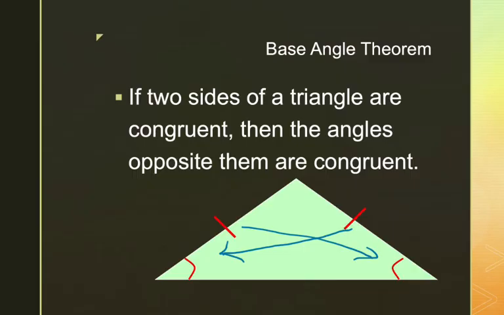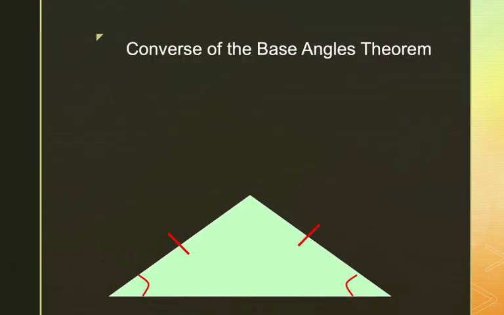I also want you to notice that we just said that we have the base angle theorem and we're starting off with sides. If two sides are congruent, then the angles are congruent. We're starting off with sides and going to angles. The reason that's important is because we're going to be doing next the converse of this. And the converse of the base angle theorem states it backwards. It's going to say that if the angles are congruent, then the sides naturally are congruent.